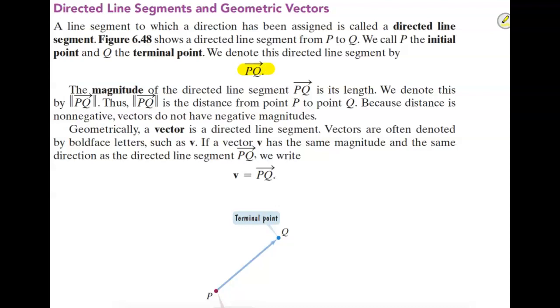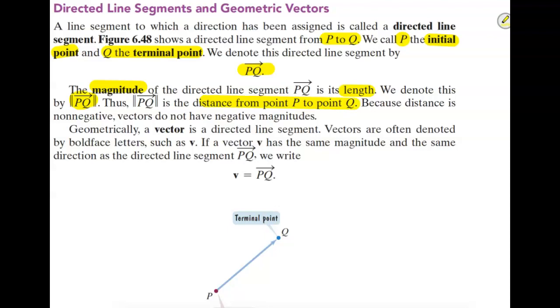A vector starts from a segment going from P to Q. It shows you the direction. The P is your initial point, and Q is called the terminal point, and we denote it by that line segment notation. The magnitude, which I talked about in the previous slide, is the length of a vector. The notation we use for magnitude has the double vertical bars, and what that represents is the distance from point P to point Q.